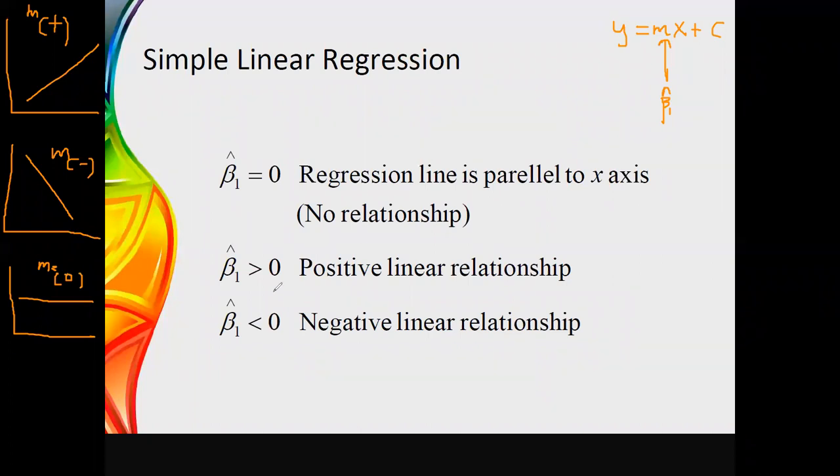or no relationship. If the value of this beta 1 hat is greater than 0, then we can say that there is a positive linear relationship. If beta 1 hat is less than 0, then we can say that there is a negative relationship. And if this beta 1 hat is 0, then we can say that there is no relationship. It means that the line is parallel to the x-axis. Therefore, based on these values, we can say whether there is a positive, negative, or no relationship among the set of data sets.